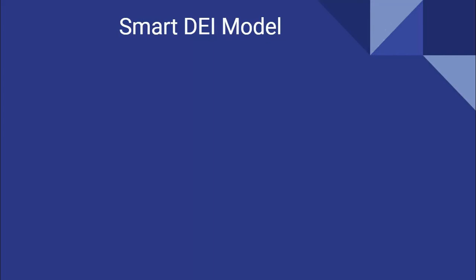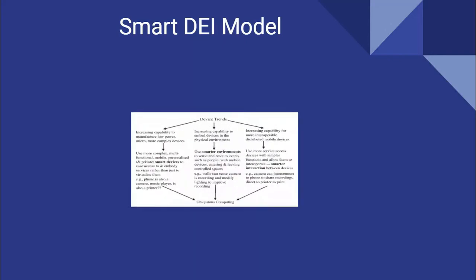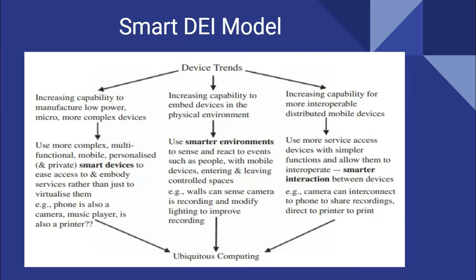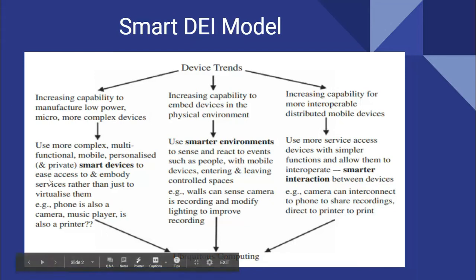As you all know, Smart DEI stands for smart devices, smart environment, and smart interaction. I have included one diagram here showing the device trends. The first section is for smart devices, the next section is for smart environment, and this section is for smart interaction.